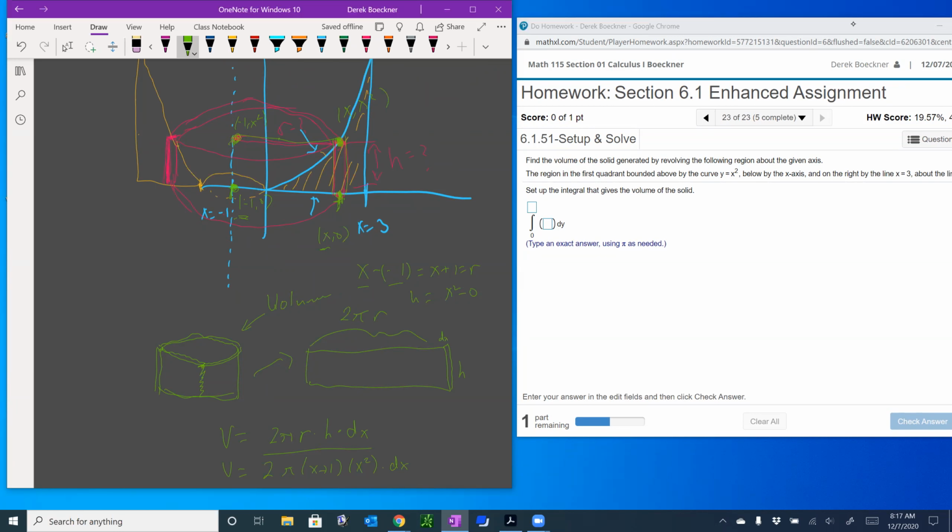Okay. So we're good with the 2 pi. And then the radius we decided was x plus 1 because it's the distance from where we're rotating out to where the representative rectangle is. And so these have an x value of x. The center of the rotation has an x value of -1. The distance from x to -1 is x plus 1. That's my radius. And then the height is just the height of the rectangle, which is x squared. Okay.